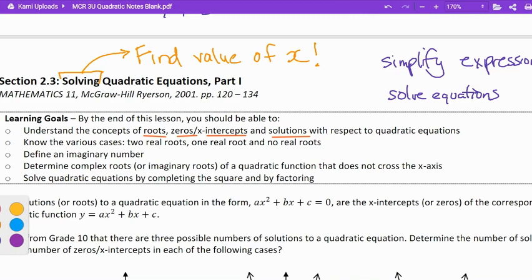Next, you're going to know the 3 cases. Shh, please. 2 real roots, 1 real root, no real roots. Then we are going to define imaginary numbers. Then we are going to determine complex roots, or imaginary roots. Do you see how many terms we're learning here? And lastly, we will solve quadratic equations by completing the square and factoring. We've done that before, but now we're going to do it with complex numbers.